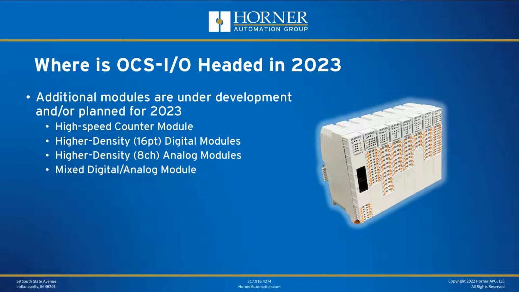Now let's take a brief look at where OCS-IO is headed in 2023. We've gone through in a fair amount of detail the modules that are available at launch, and there is the CNX base plus 6 IO modules available. We've got several more modules in development that you'll see next year, including a high-speed counter module. We've got some higher density 16-point digital modules on the way, along with some higher density 8-channel analog modules on the way as well. And then we've also got a module that has a mix of digital and analog signals that might give you the mix you need for your application. So those are all modules currently under development that you will see in 2023 for sure.